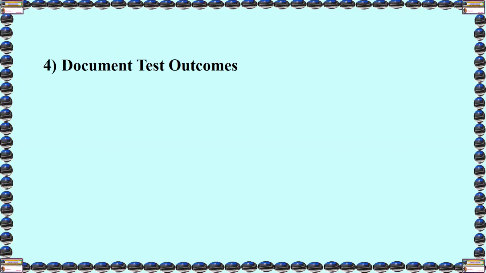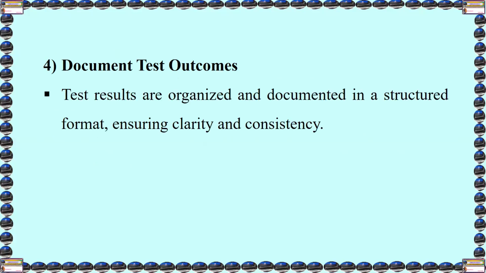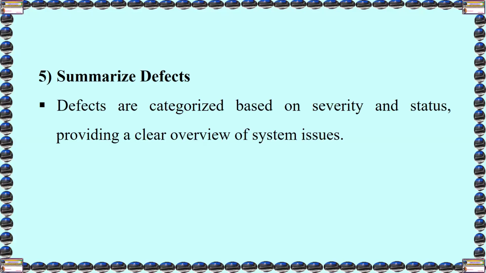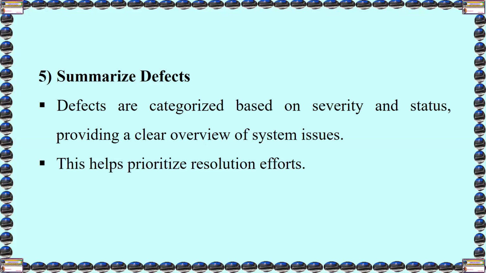Number 4 is document test outcomes. Test results are organized and documented in a structured format, ensuring clarity and consistency. This step involves presenting data in a way that is easy to understand and interpret. Number 5 is summarizing defects. Defects are categorized based on severity and status, providing a clear overview of system issues. This helps prioritize resolution efforts.